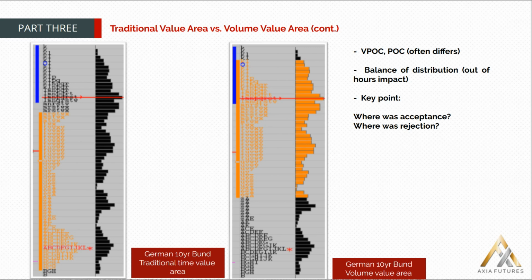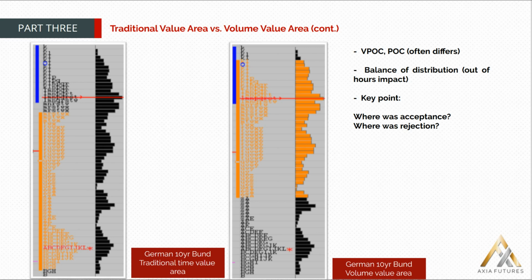What you have in front of you is two profiles. The profile on the left incorporates a traditional time-based value area. The profile on the right is a modern day volume value area profile. As you can see, it's the exact same day type in the German bunds, but what I want to illustrate is the main differences that you're going to see if you were to chop and change between the two. And that's why I said it's imperative that you decide for yourself what is the most important route for you to take. For me, I would recommend to anyone to just use volume value areas going forward.